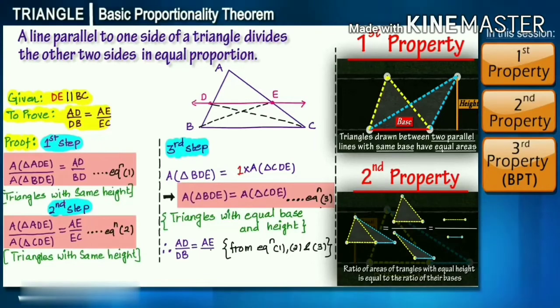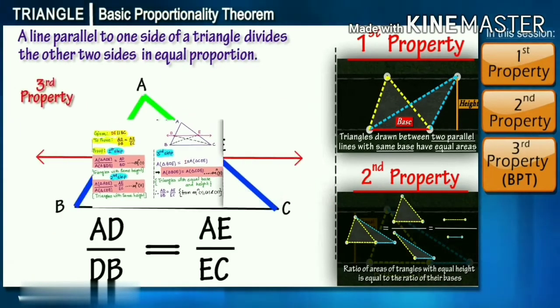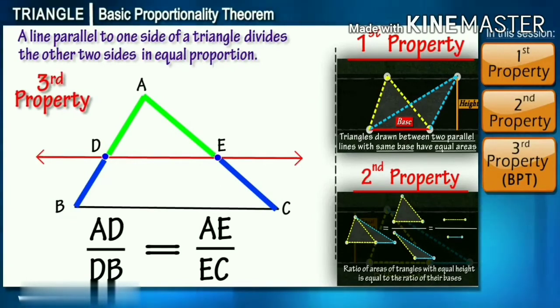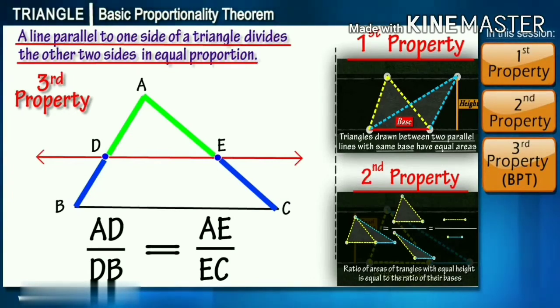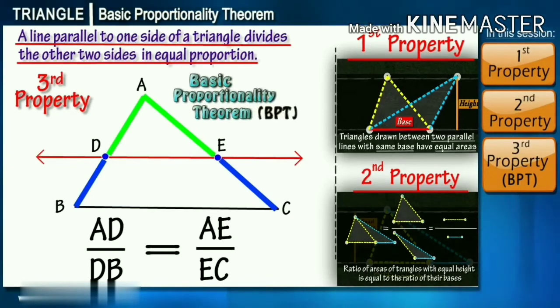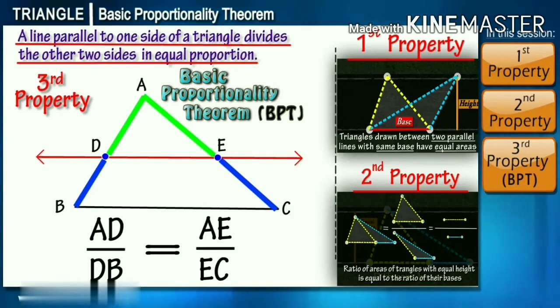if a straight line is drawn parallel to one side of a triangle, then it divides the other two sides proportionally. This is basic proportionality theorem or the Thales theorem. That is the third property that we have learned in today's class. Very important theorem to be practiced for your final examination.